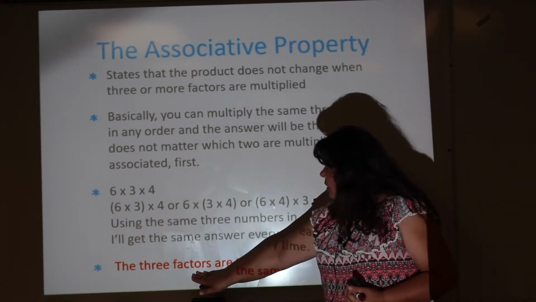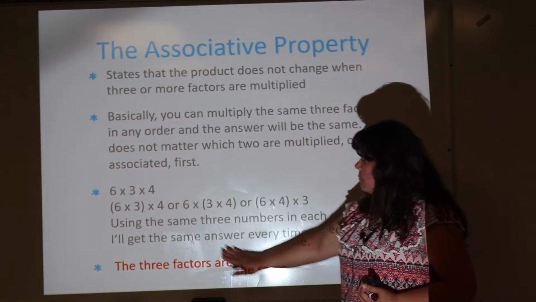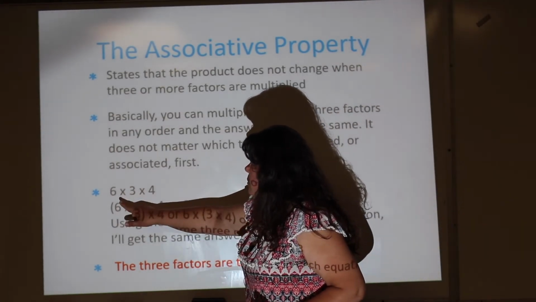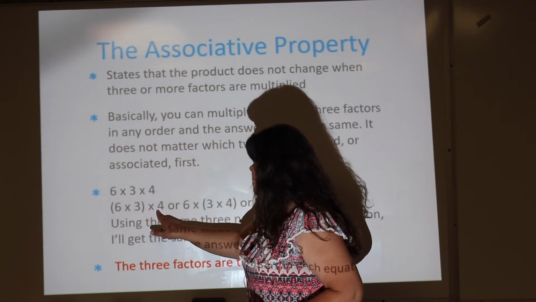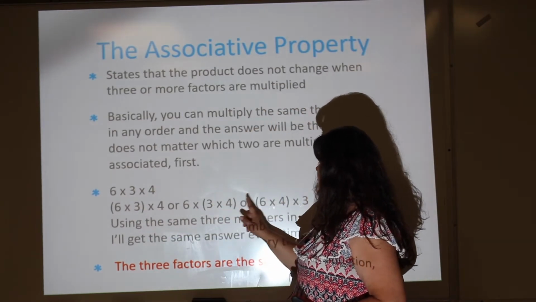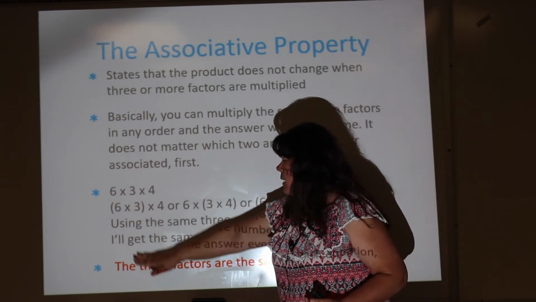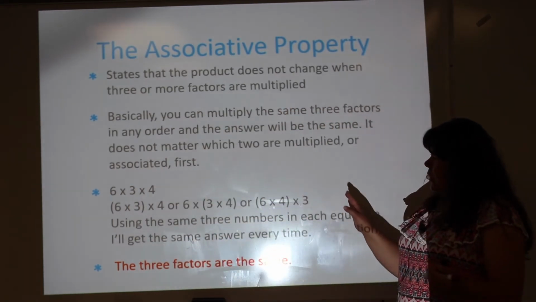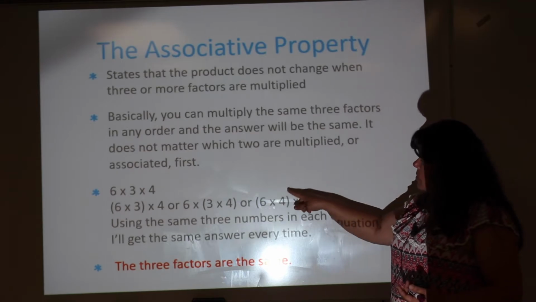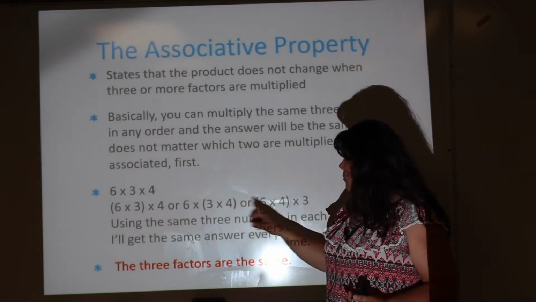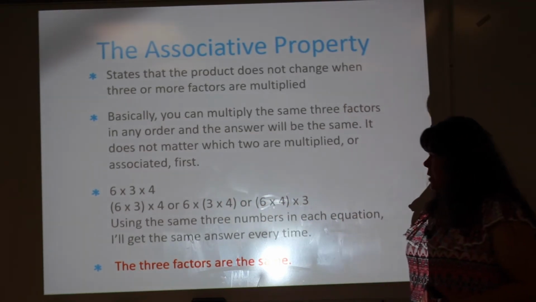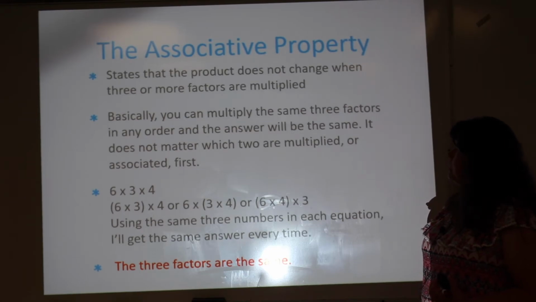So the 3 factors are the same. They're always going to be the same in each one. I have 6, 3, 4, in each. I did not change my factors, so that's something I want to make sure you understand. The factors didn't get changed. I just changed, by putting parentheses or moving them, which one I'm going to do first.